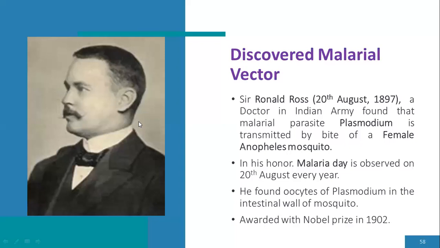He found the oocysts of Plasmodium in the intestinal wall of the mosquito, and that was the confirmation that the same pathogens were there in the malaria infected person, and these oocysts were available in the intestinal wall of the mosquito also. So he understood that surely mosquitoes are the agents, the vectors, carrying this Plasmodium from one person to another person. For this, he was awarded the Nobel Prize in 1902.